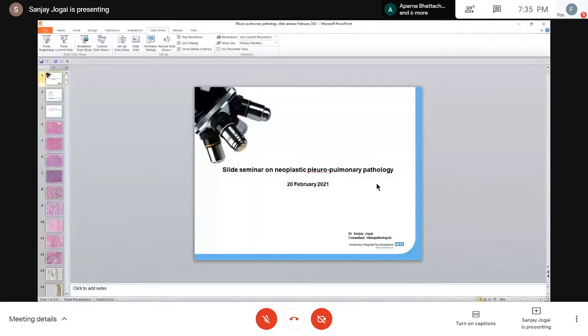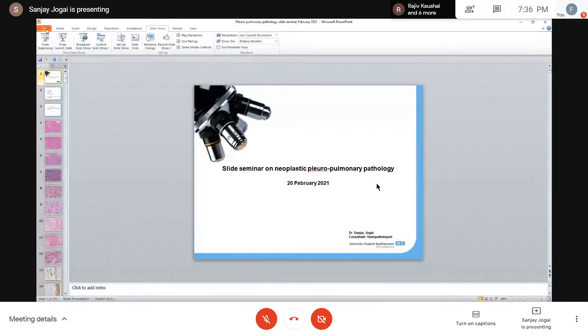Oh dear. But I think we can still do with it. Dr. Jogai, just go to slideshow, the panel below slideshow, go to the extreme right. There's resolution, show on. Below that is use presenter view. Can you see it? Use presenter view.